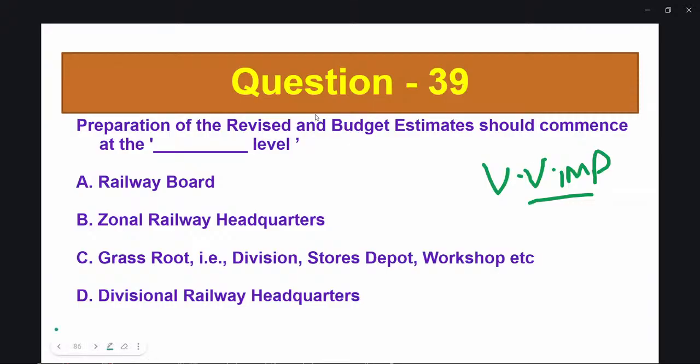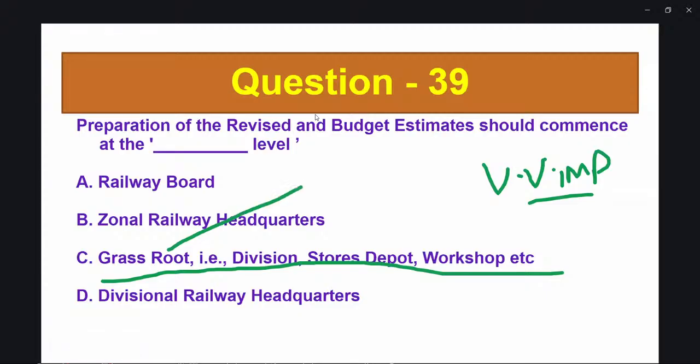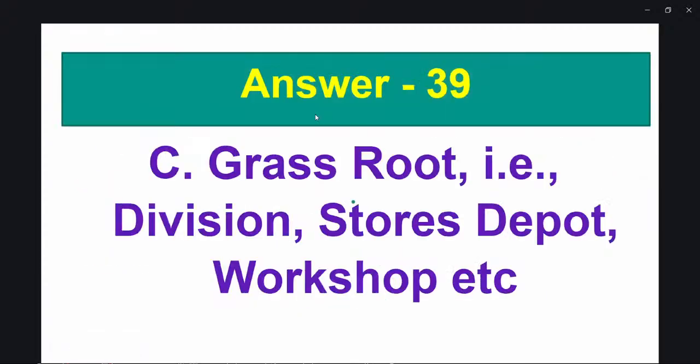Yes, it is the grassroots level. Because the stores depot expenditure is an independent unit, only the AN perfectly knows what the unit expenditure is, not the PCE or senior DN or Railway Board. So the preparation should come at the grassroots level. This is exactly what the codal says: grassroots level, that is divisions or stores or any independent units.